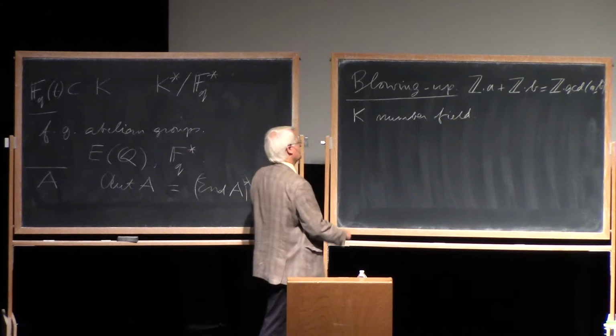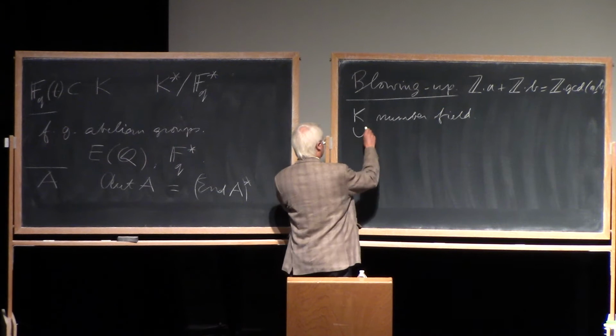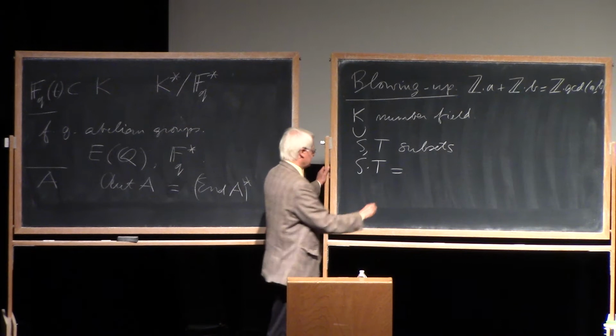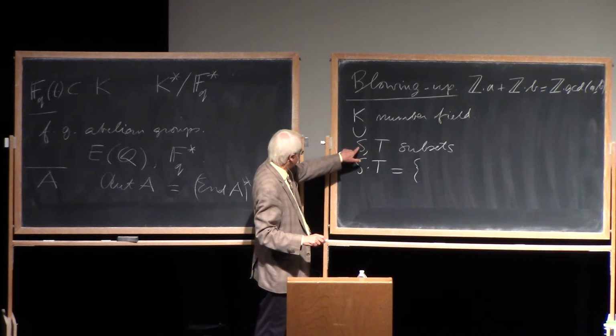And one of the important things that we will do inside K is multiply subsets. If we have two subsets S and T, then S times T is by definition the additive subgroup generated by X times Y with X in S and Y in T.